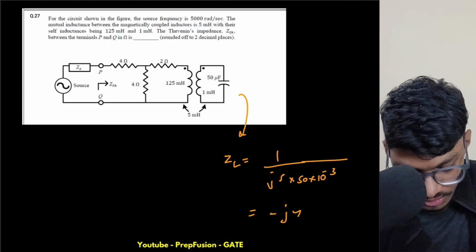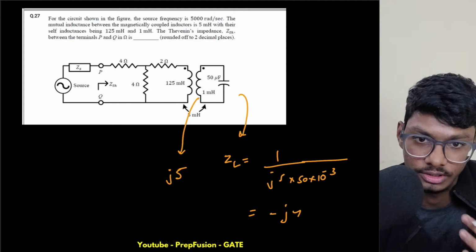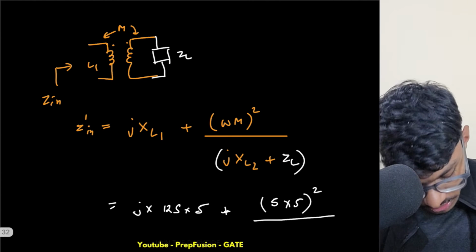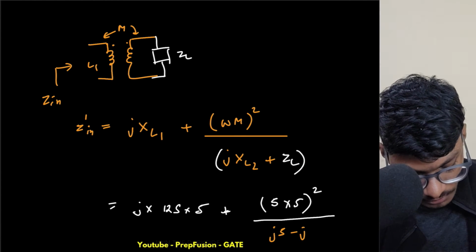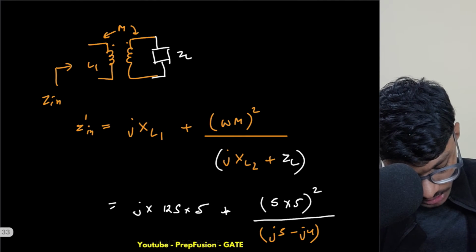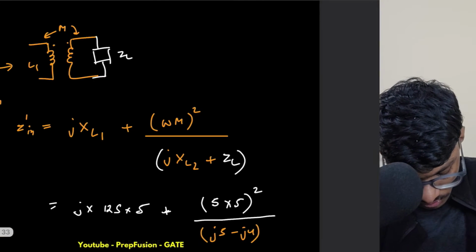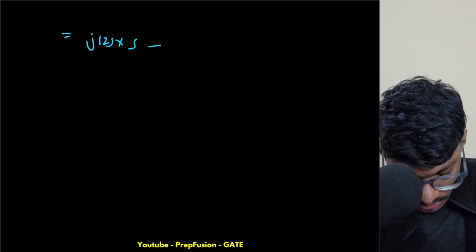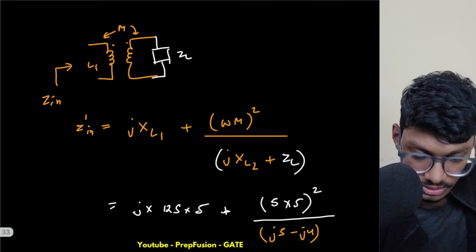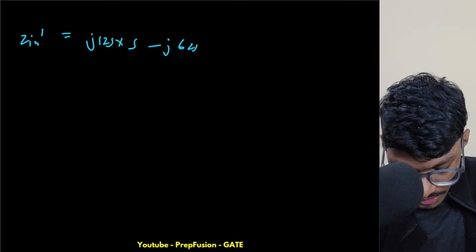This is simply j5. Like 5,000 into 1 milli equals j5. So j5 minus j4 will become simply plus j. So j will go above. So this will be j125 into 5 minus 25 whole square, which is 625. So again this becomes my Zn dash, which is equal to 0.